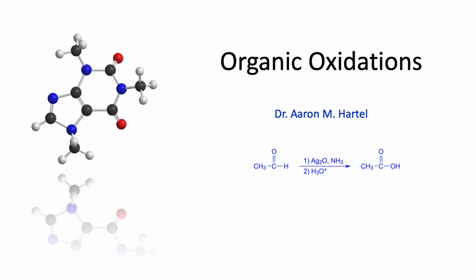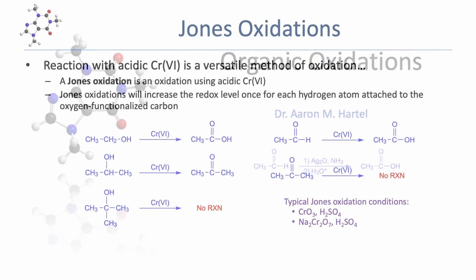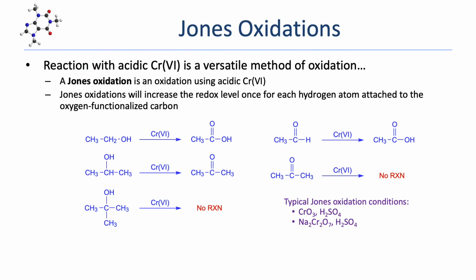In this lesson, we wrap up our look at redox chemistry and survey several important organic oxidations. One of the most classic oxidations is the Jones oxidation. A Jones oxidation uses acidic chromium 6, often referred to as a Jones reagent. Typical conditions include a mixture of either chromium trioxide or sodium dichromate in sulfuric acid.